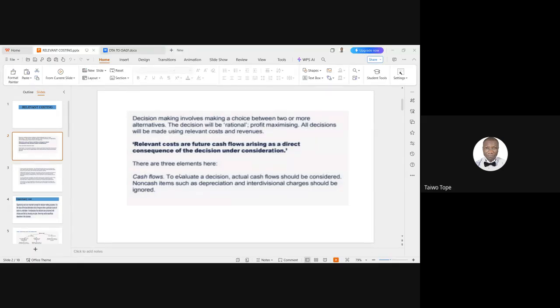Based on this slide, decision making involves making a choice between two or more alternatives. The decision will be rational, that is, profit maximizing. So all decisions will be made using relevant costs and revenues. Relevant costs are future cash flows arising as a direct consequence of the decision under consideration.